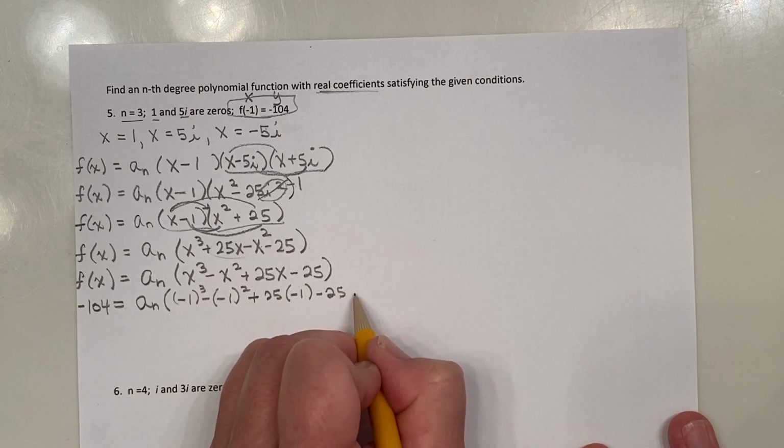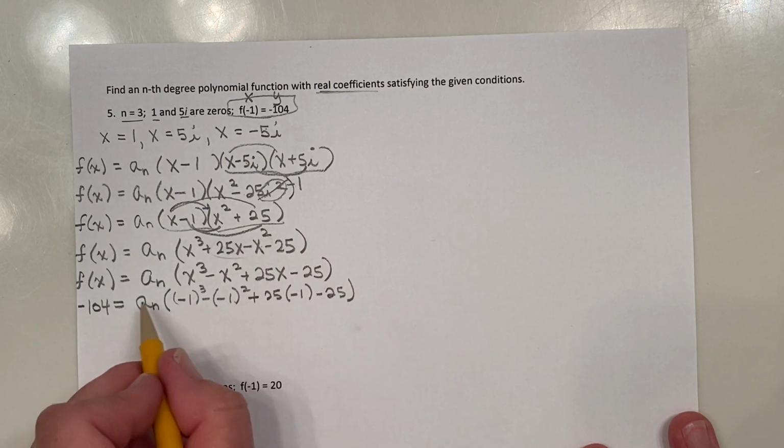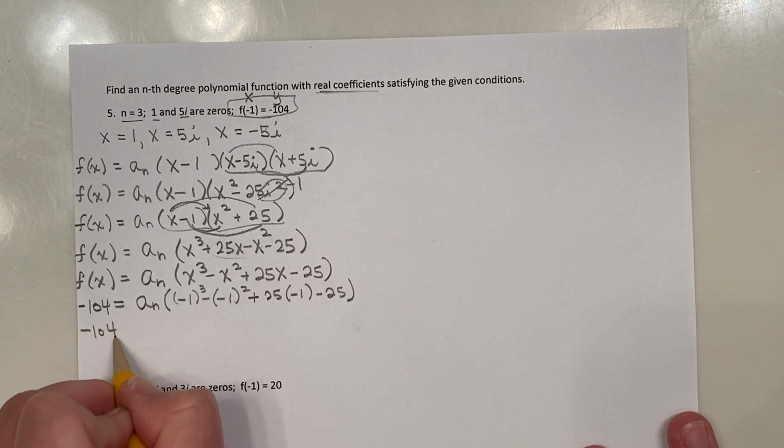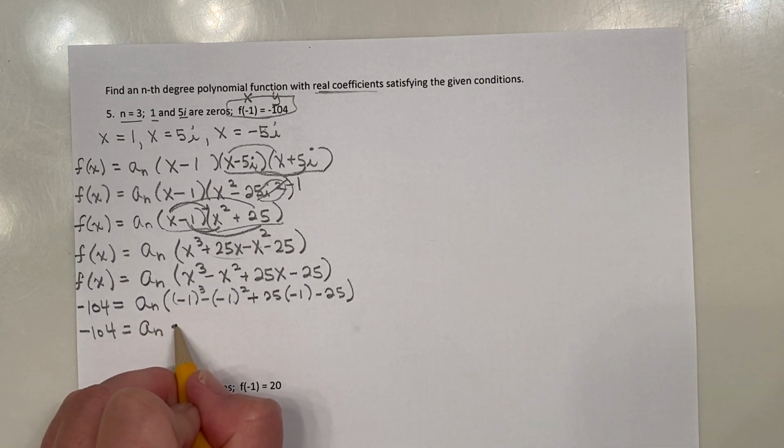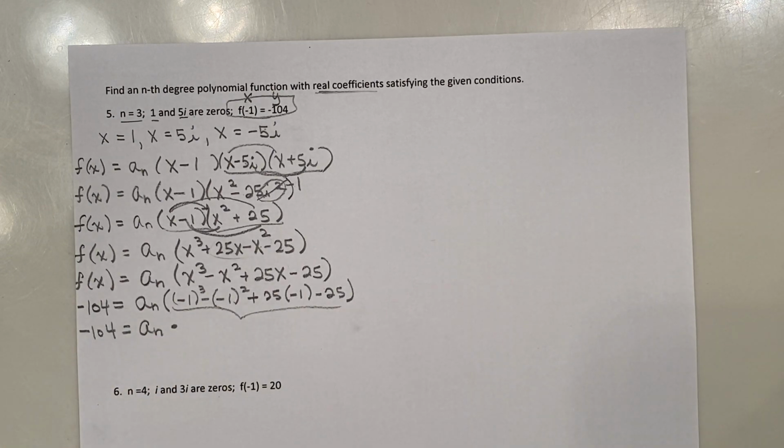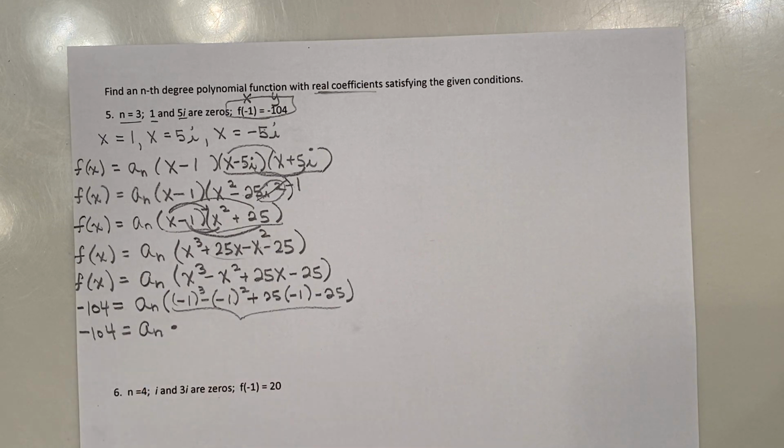It's real easy to make a mistake here with these numbers, so just be real careful. Use your calculator. All right, let's see what all of that results in. Hopefully something that divides nicely into negative 104. Otherwise, I probably made a mistake. Yep, negative 52.